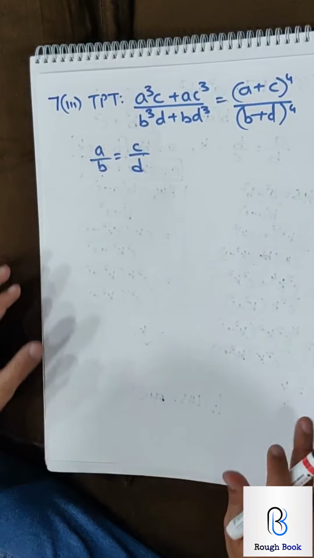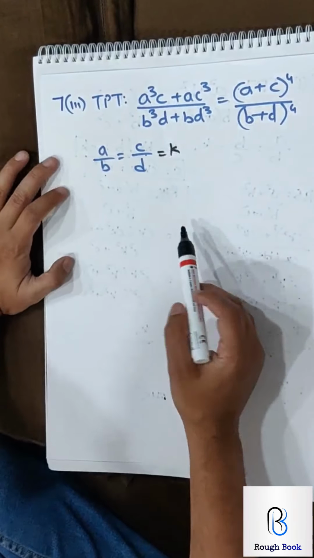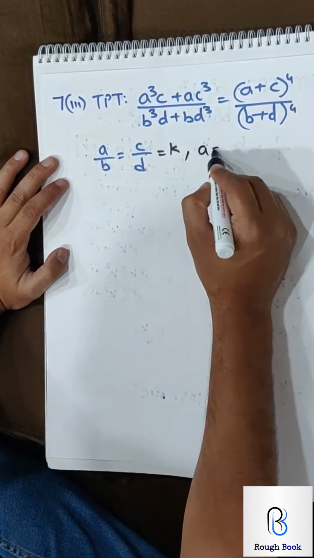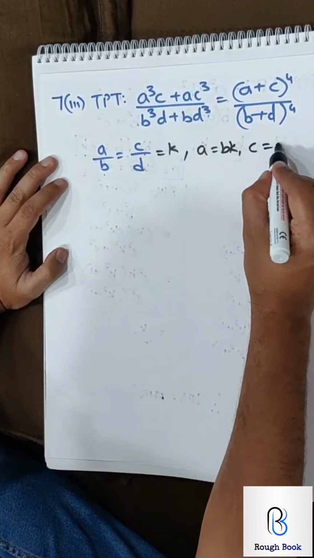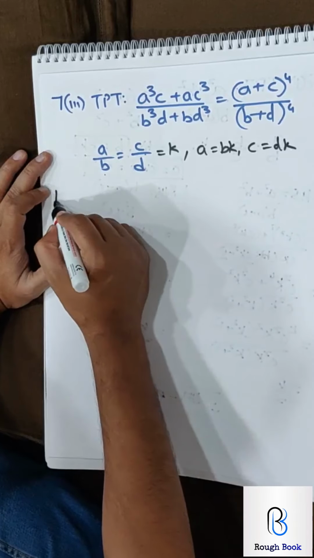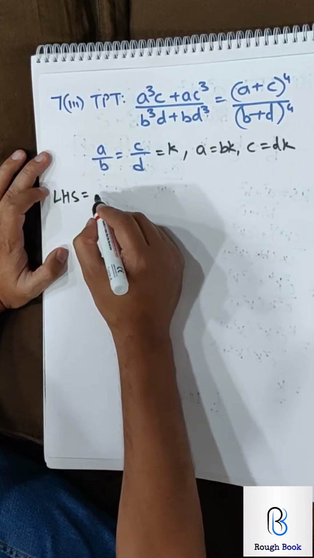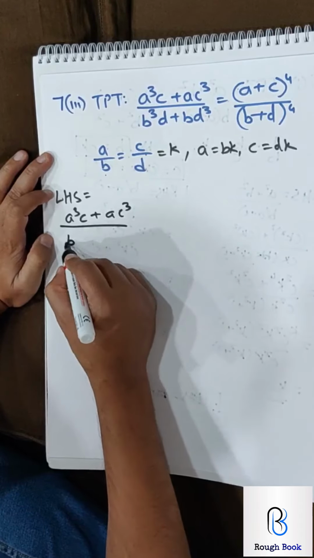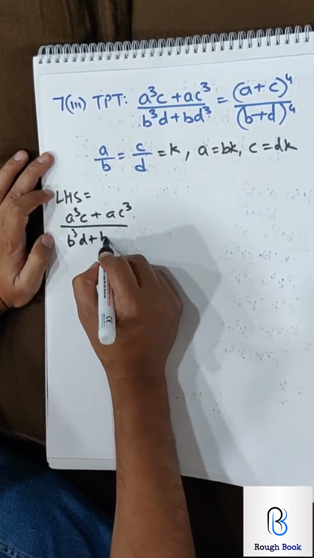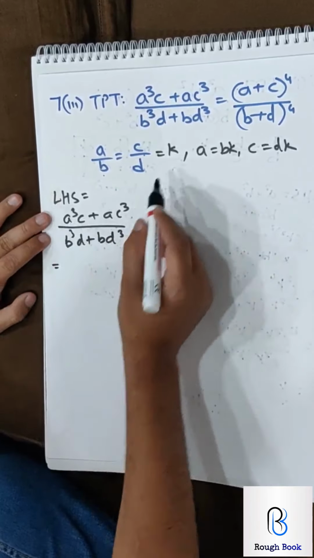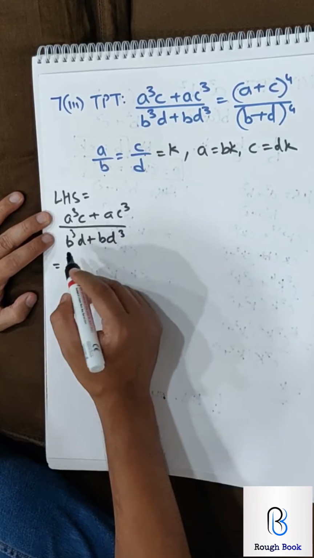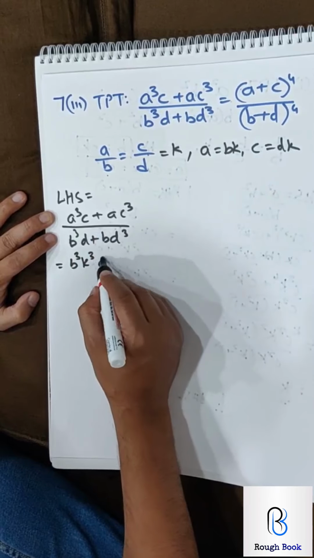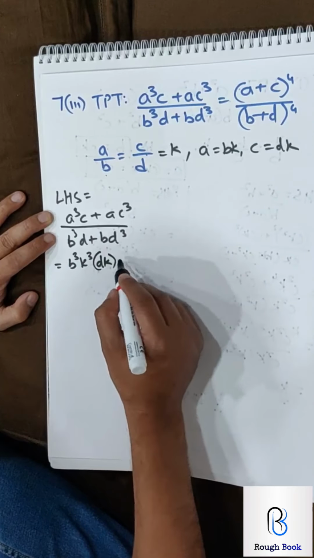7 part 3. Again we are using the K method. This time they say direct proportion and this is what we need to prove. So A becomes BK and C becomes DK. Come on, pause the video, go ahead, take LHS, solve it, take RHS, solve it. Both have to be same. I am 100% sure most of you all will get it. So A I am substituting as BK cube. So both cube, B cube as well as K cube. C is DK only. Put it in brackets so that we can multiply.